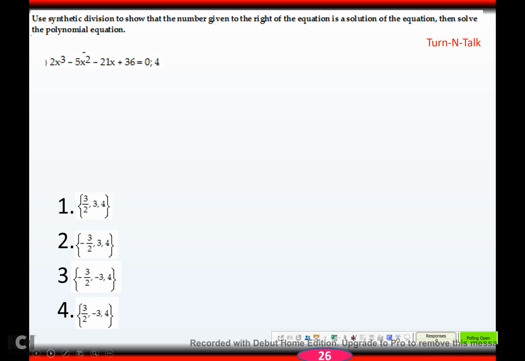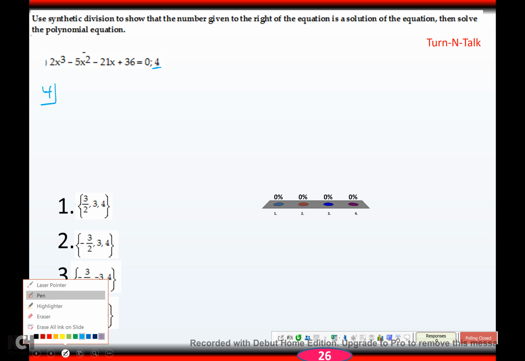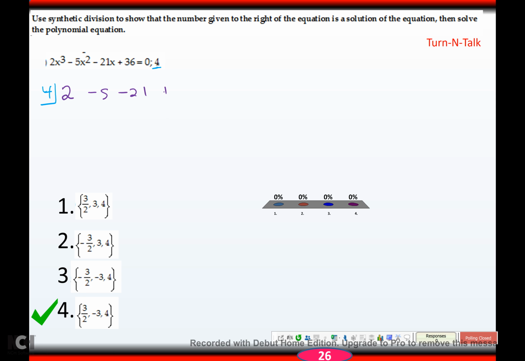Alright, try this one. Hit pause, come back when you're ready. And hopefully you got 4. Okay, if not, let's look at why. They're telling me that 4 is a 0. So if I put 4 in the hole, my function's coefficients are 2, -5, -21, positive 36. Okay, 2 is going to come out. Times 4 is 8. Brings out positive 3. Goes to 4, brings back positive 12.